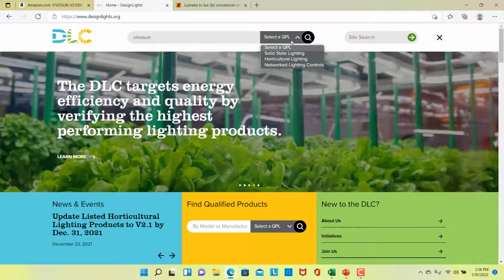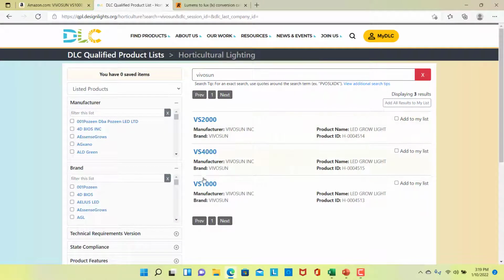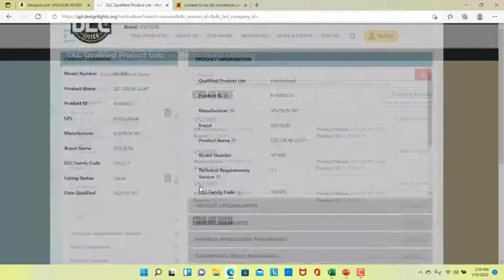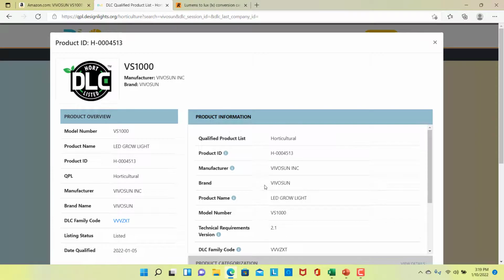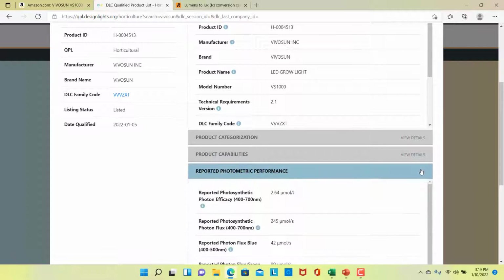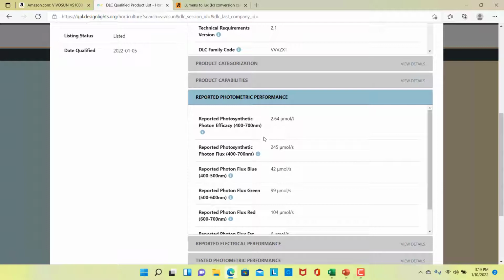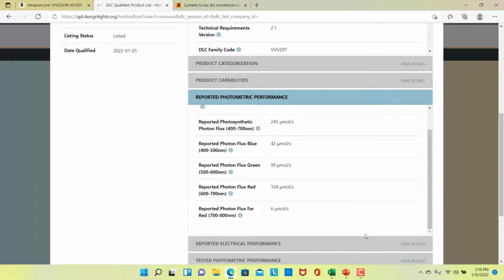And then over here, you want to look at what type of lighting it is. And this is our horticultural lighting. And then you search. And then it pulls up different options that they have tested. And this is the VS1000. So then we look at the VS1000. It gives you information about the light, which is really nice. It tells you what they report in terms of their efficacy, right? They say 2.64. Their PPF value, right? 245 micromoles per second. They have the PPF broken down by color, etc.